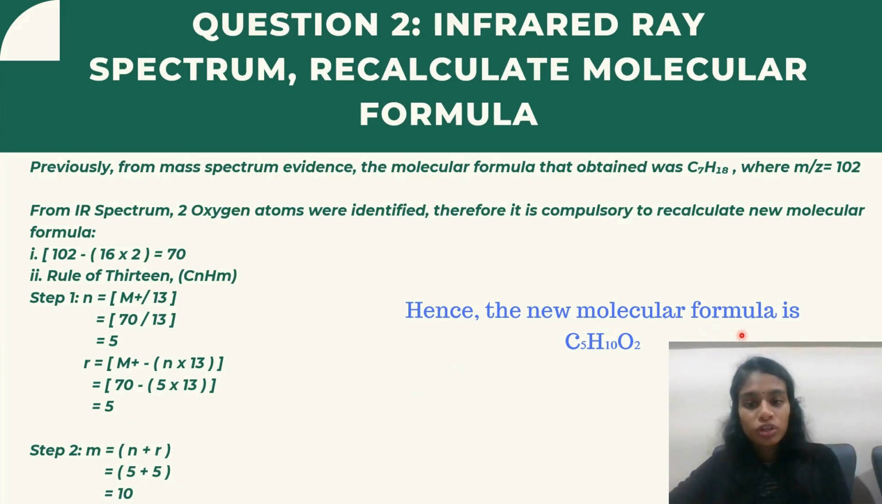So now the new molecular formula is C5H10O2, where the C5 from here, H10 from here, and O2 from the oxygen atoms that we gained from the IR spectrum.